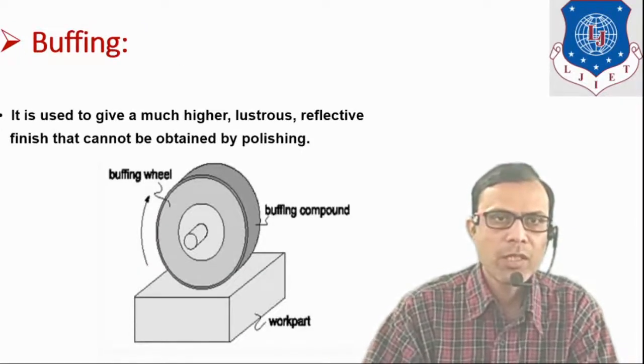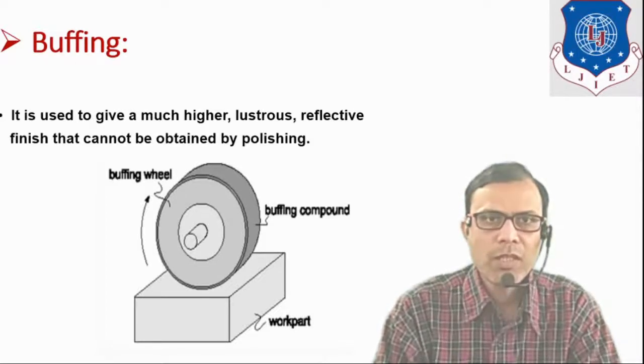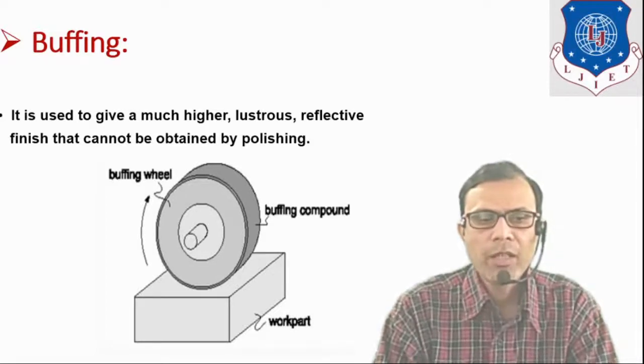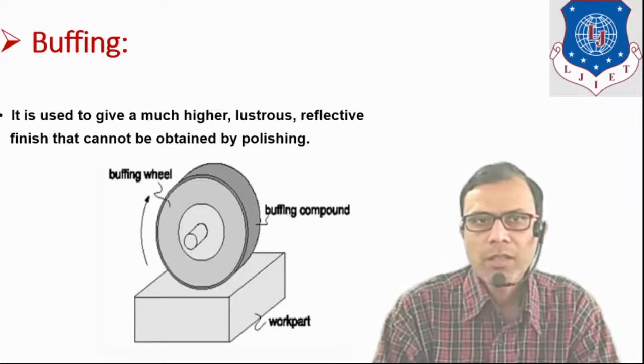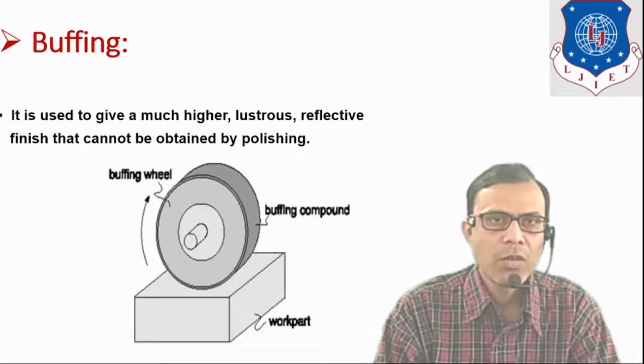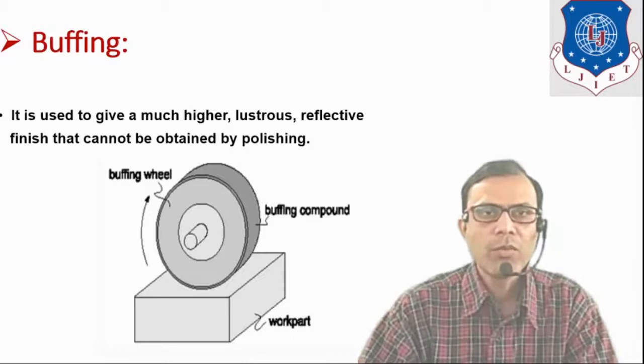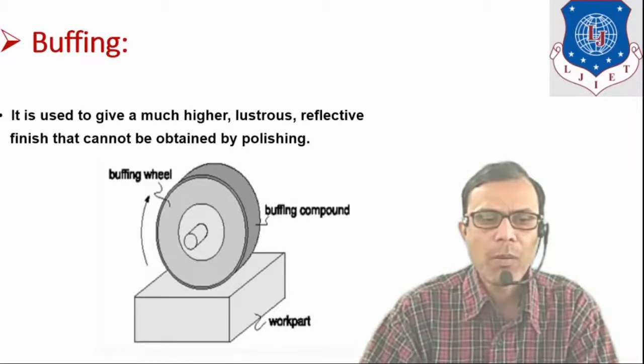Next process is known as the buffing process. Now the buffing process is used to provide a much higher surface finish, a lustrous or reflective finish, on the surface of the workpiece. For this purpose, the tool used is known as the buffing wheel.